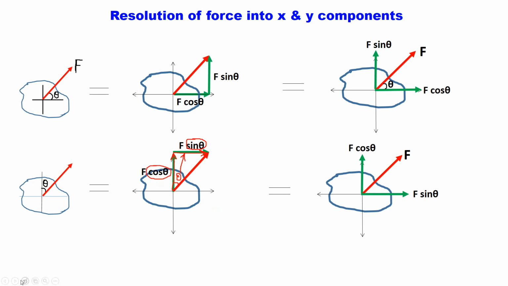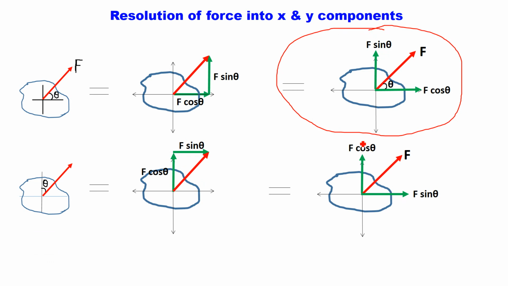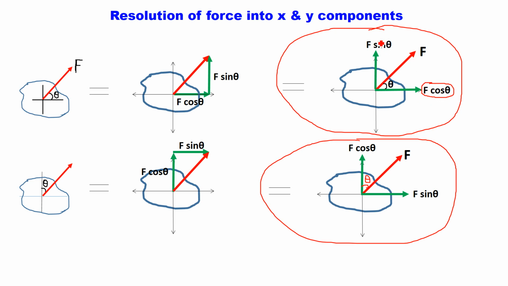So if you compare these two figures, this is the first figure and this is the second figure. What you understand here is, in the first figure the angle is given with respect to the x axis, and in the second figure the angle is given with respect to the y axis. So if the angle of the force with respect to the x axis is given, the x component is F cos theta and the y component is F sin theta. If the angle with respect to the y axis is given, the y component is F cos theta and the x component is F sin theta. So while resolving the force into x and y components, you have to carefully see with respect to which axis the angle is given.